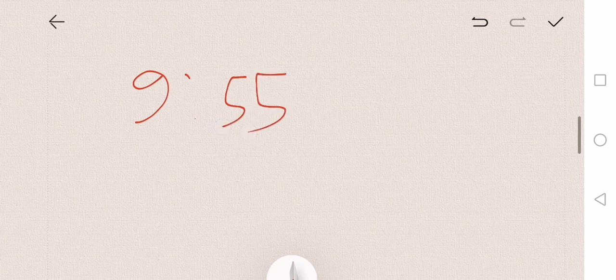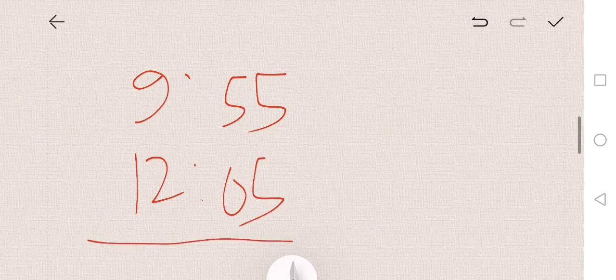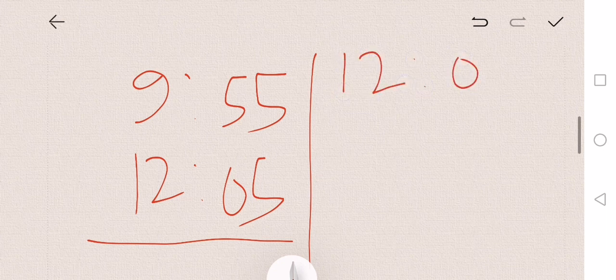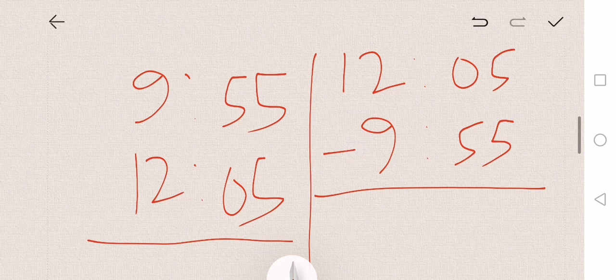Now the same scenario, let's say this is 9:55 now, and you reach at 12:05. How long did it take? Again, you put the clock first properly. 12 goes at the top because this is the later time in the day, and your starting time stays at the bottom. But now look, there is a problem: 5 is lower than 55, so that's not going to work.